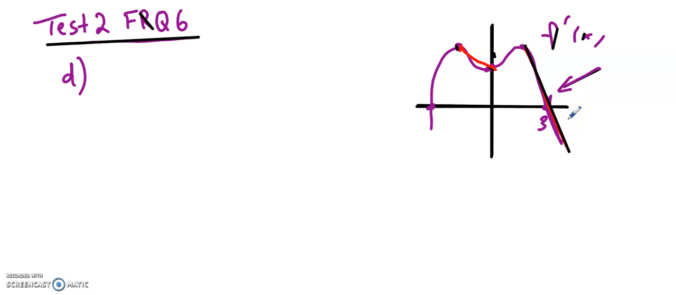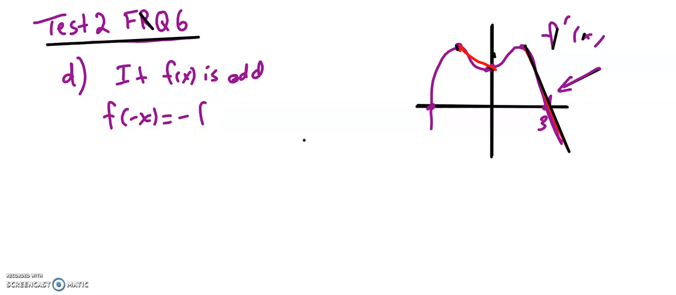Well, what does that tell me about the original function? Well, take a look at something. My assumption is that original function f of x is an odd function. Now, let's take a look at something. If f of x is odd, then by definition, f at -x has to equal the negative of f of x.